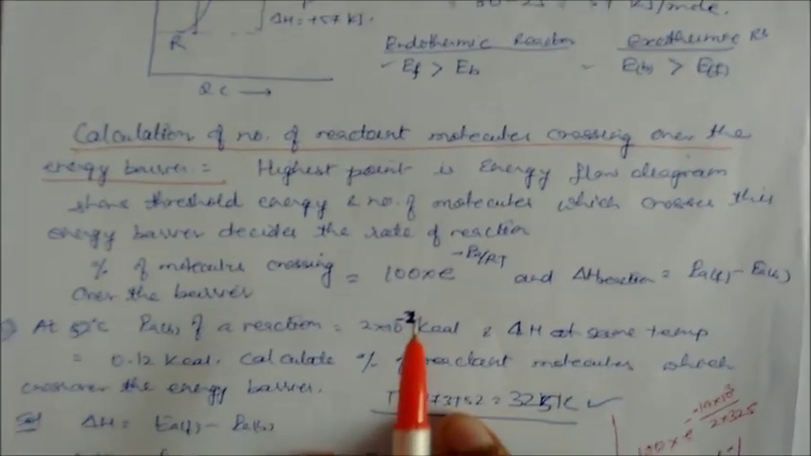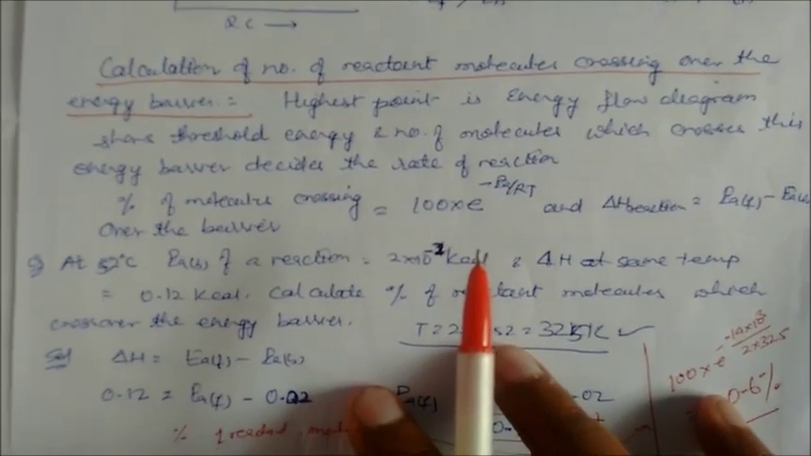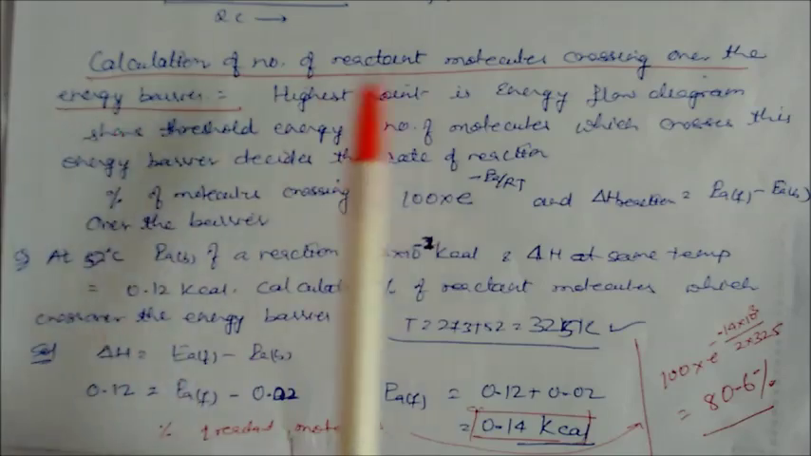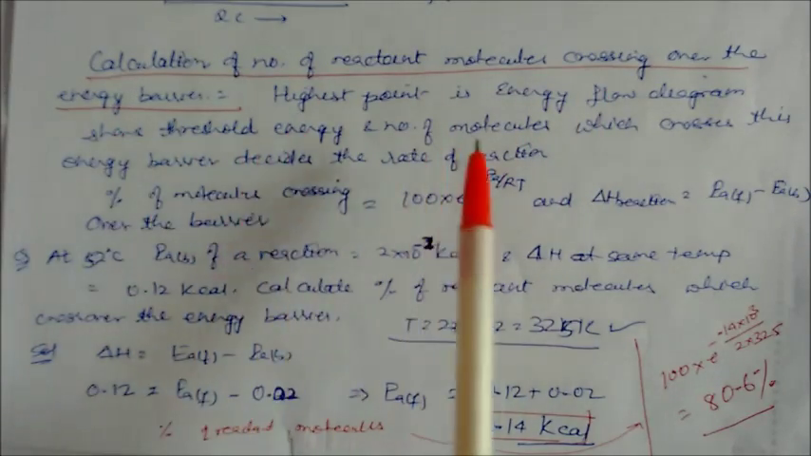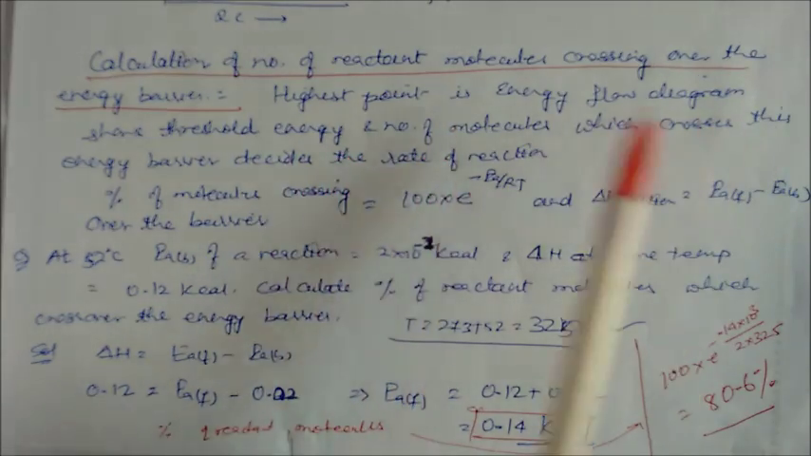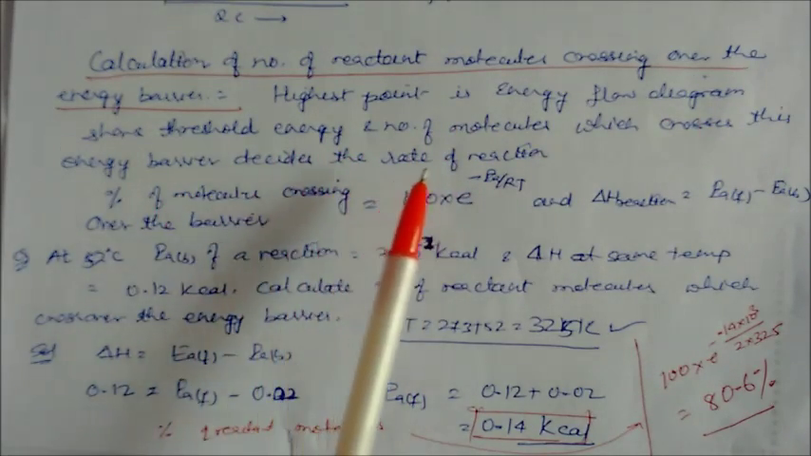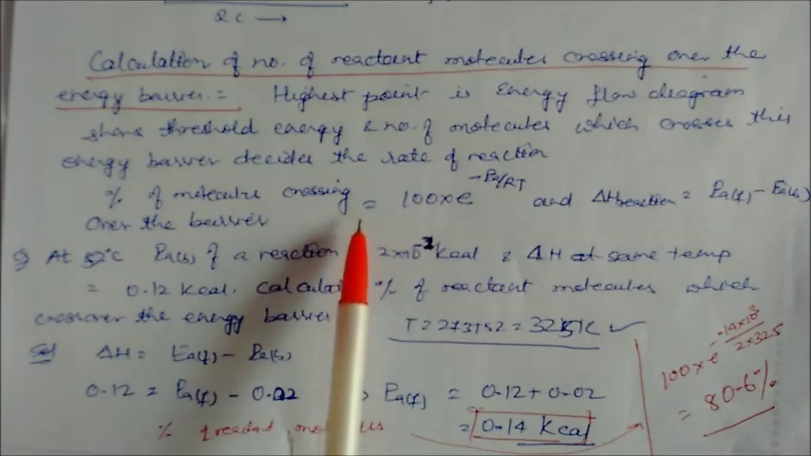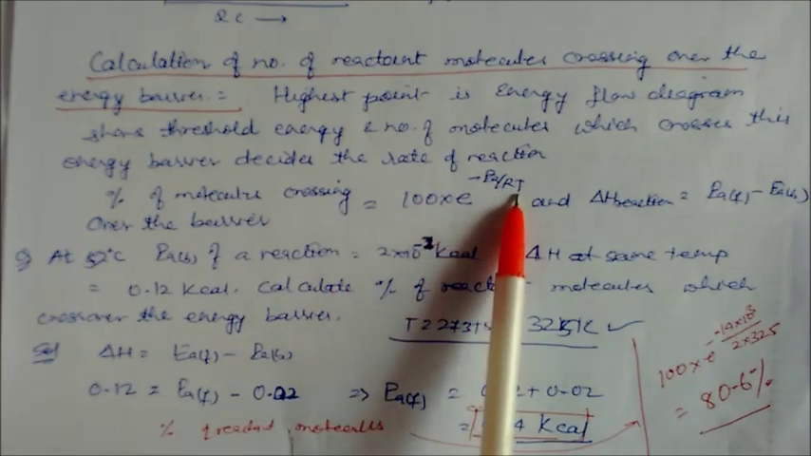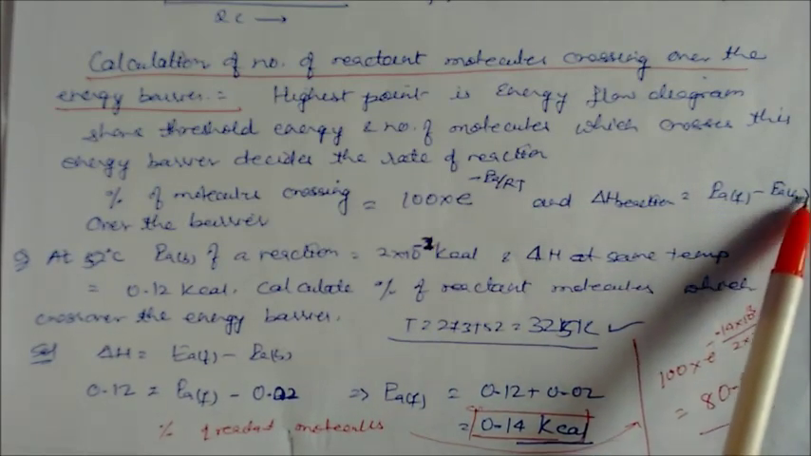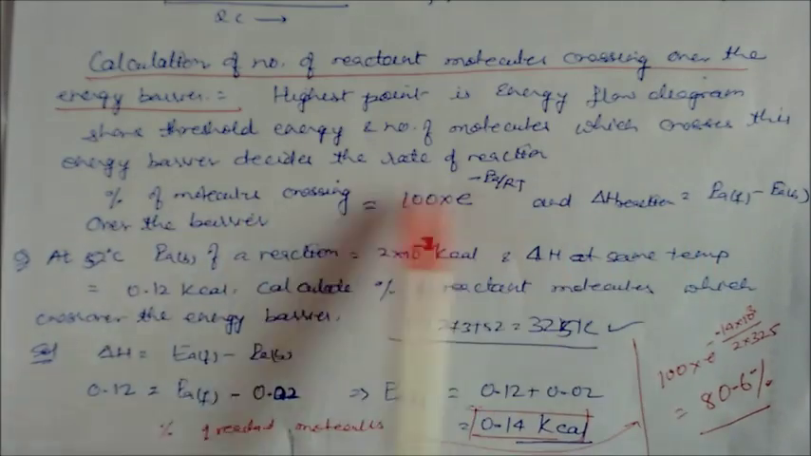Calculation of the number of reactant molecules crossing over the energy barrier. So we will see this. The highest point of the energy flow diagram shows the threshold energy, and the number of molecules which cross this energy barrier decides the rate of reaction. The percentage of molecules which cross the barrier is 100 into e to the power minus E upon RT. And delta H is the heat of reaction, that is EAF minus EAB. So this is our numerical, one numerical.